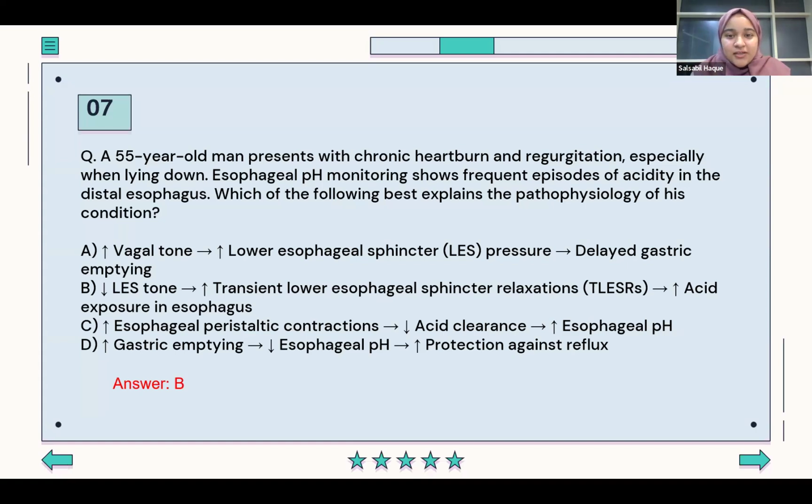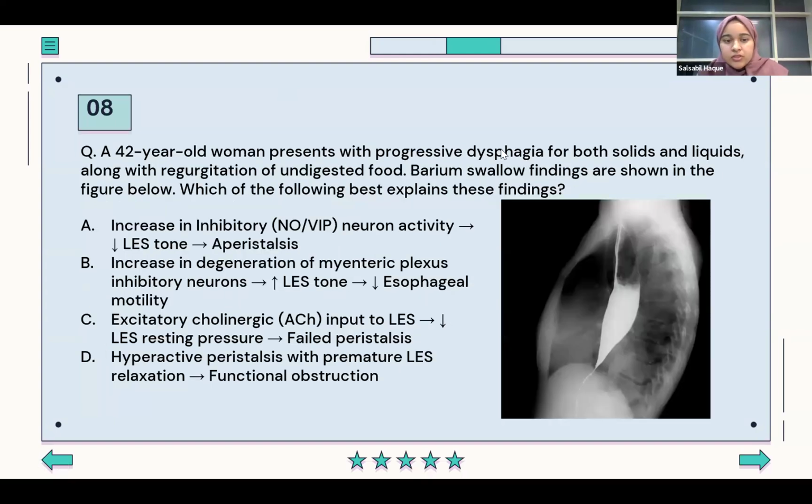So here we're talking about GERD, or gastroesophageal reflux disease, which is caused by a decrease in lower esophageal sphincter tone, which causes reflux of gastric contents up into the esophagus. So that is the pathophysiology of GERD, and it's a pretty straightforward question.